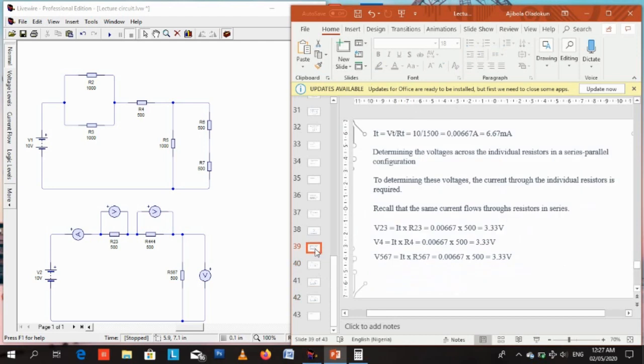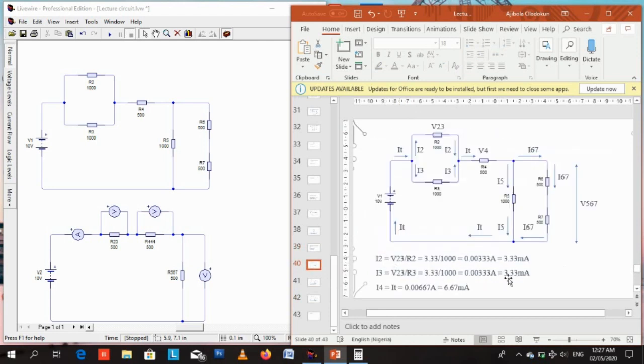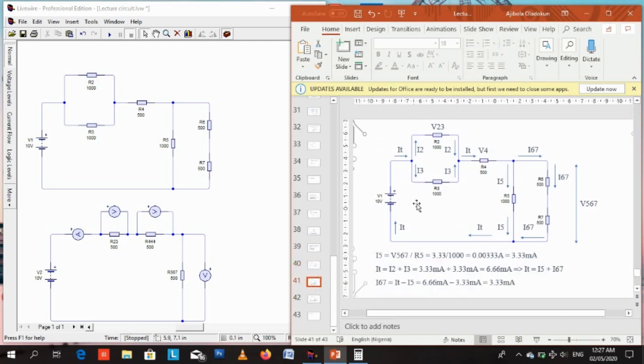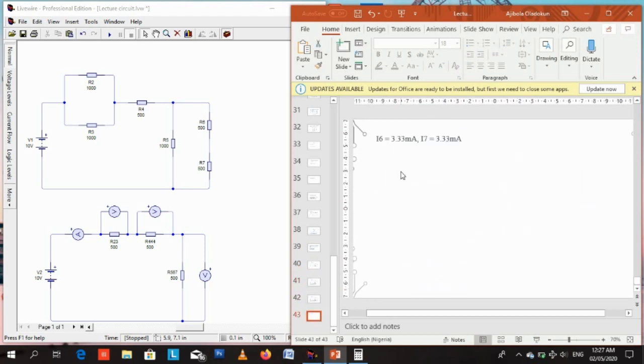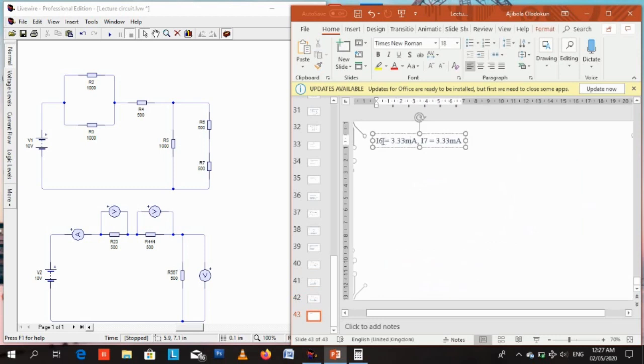So now let's list out all the currents that we've been able to derive, or evaluate, thus far. We've done quite a lot thus far. We have I6 and I7. We have I2 and I3. I2 and I3 is 3.33, from earlier calculations. If you go back, you'll see that I2 and I3 was 3.33 milliamperes. I4 was 6.67 milliamperes.